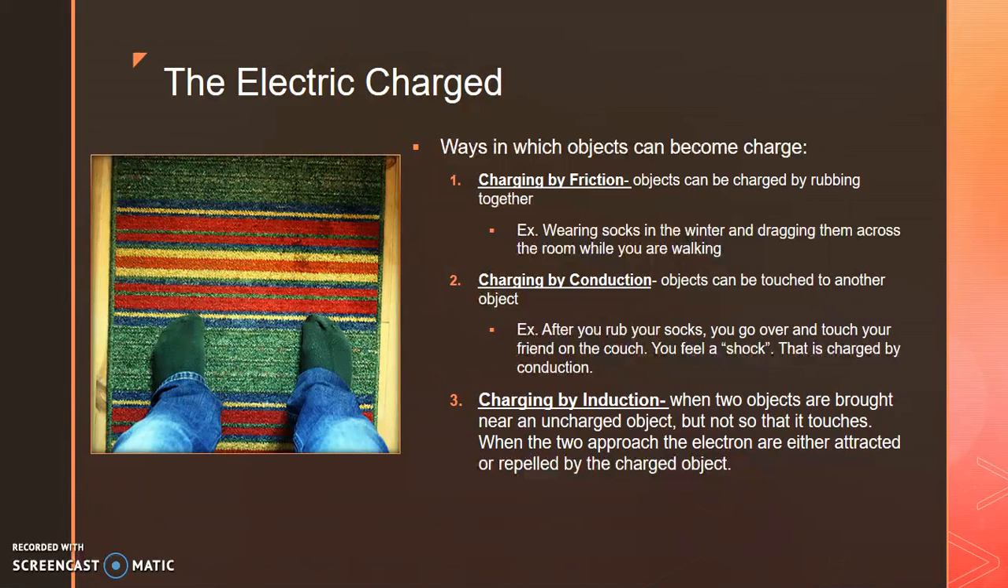Number three, charging by induction. This is when a charged object is brought near an uncharged object, but not so that it touches, and the electrons are either attracted or repelled by the charged object.